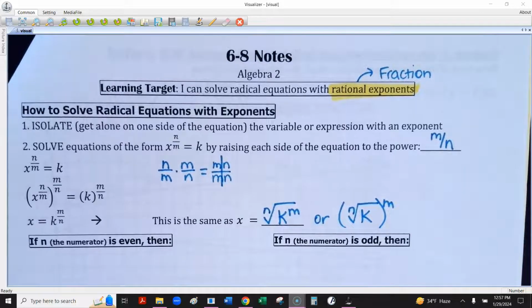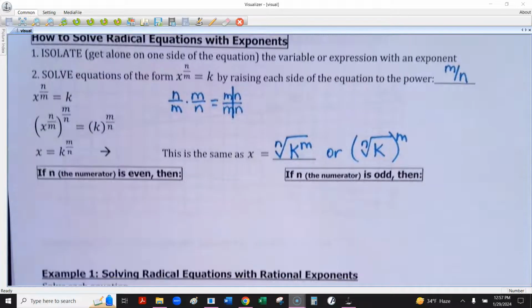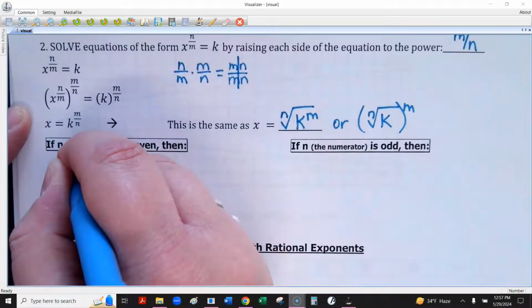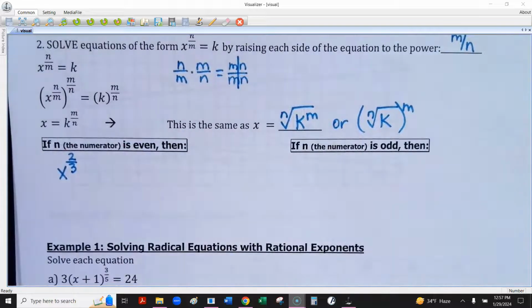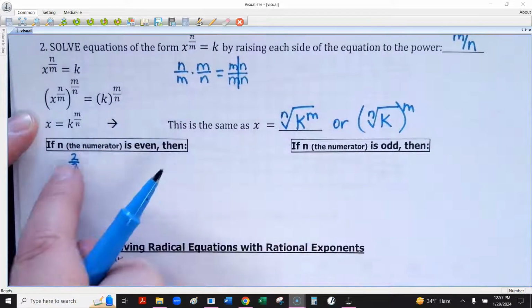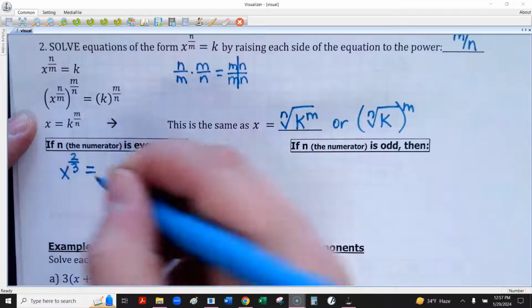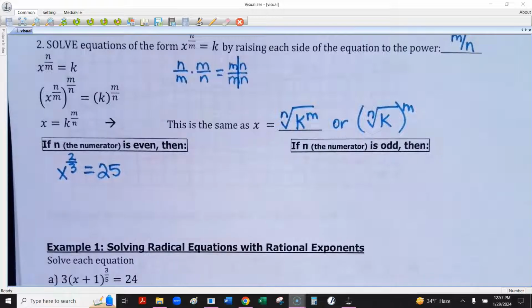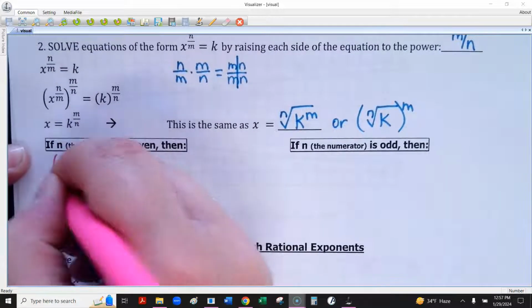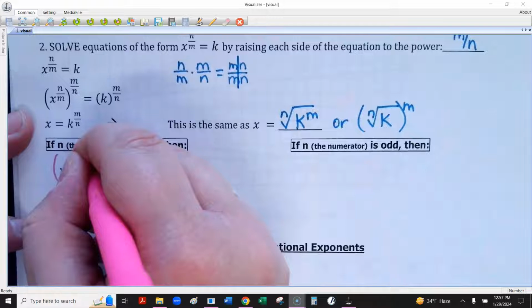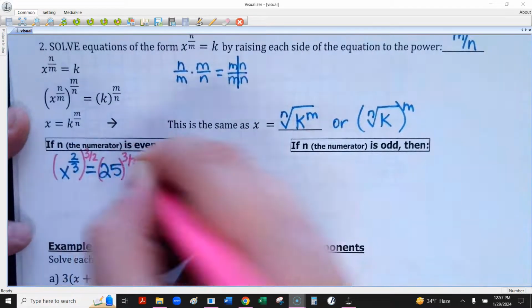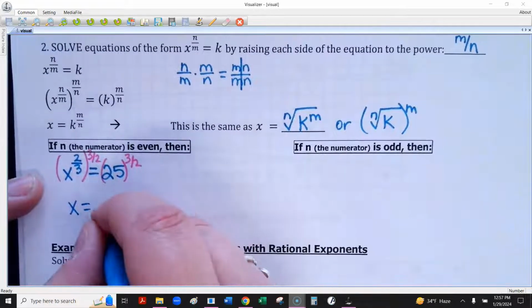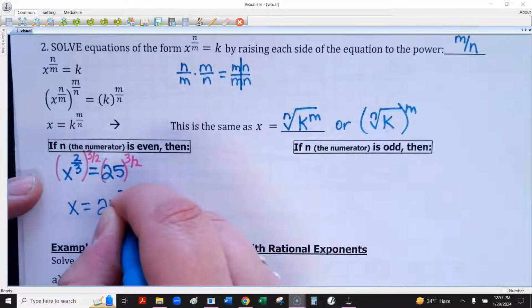Okay, now the deal is, if the numerator is even for your problem, I'm just going to make something up. Let's say I had x to the 2/3 power as an example. So my numerator is an even number, and let's say this was equal to 25 as an example. Now if your numerator is even, we're going to take both sides to the reciprocal, so I'm going to flip that fraction over. The reciprocal would be 3 over 2. So I'm going to take both sides to the 3 over 2 power. When I do that, on this side, this just cancels out. On this side, I would have 25 to the 3 over 2 power.